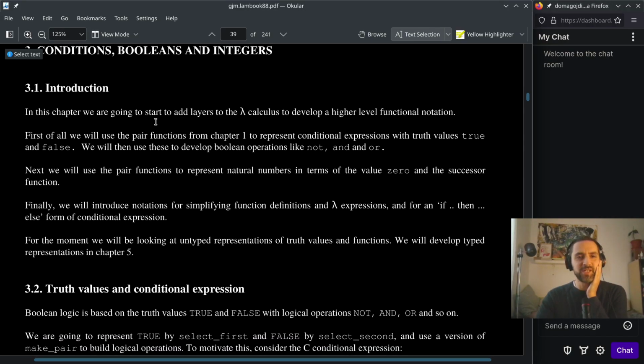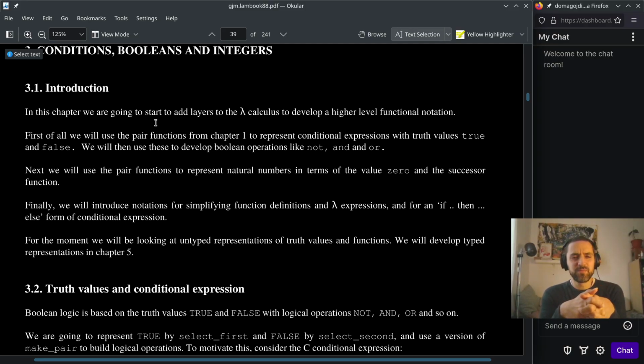Hoorah! Introduction. In this chapter, we are going to start to add layers to the Lambda Calculus to develop a higher level functional notation. First of all, we will use the pair functions from chapter 1 to represent conditional expressions with truth values, true and false. So select first and select second, we're going to use them to represent conditional expressions, the booleans, with truth values true and false. We will then use these to develop Boolean operators like not, and, or.